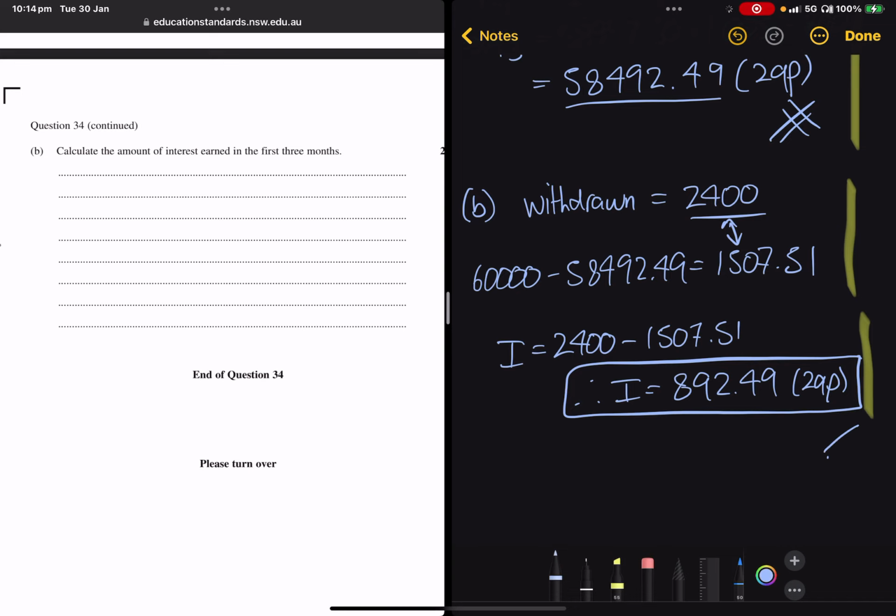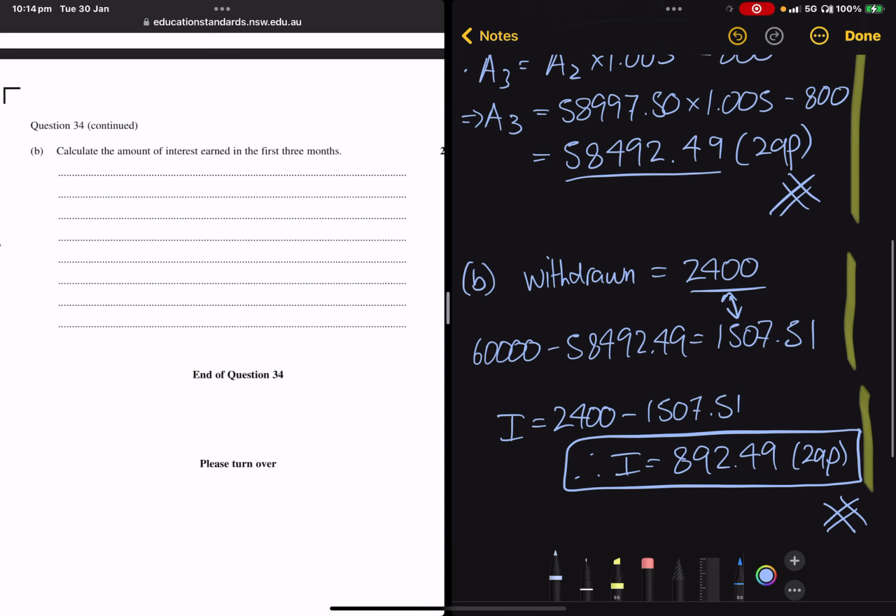So this is how we did this question. These were the answers. Not too bad. Part B is a little tricky. You have to really think how you can use the information you have to get the interest, but once you've got how it works, it's reasonably straightforward.